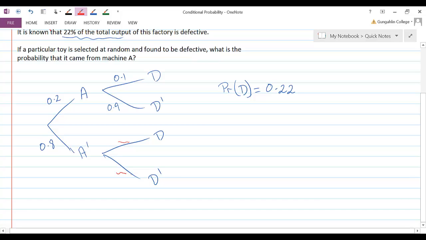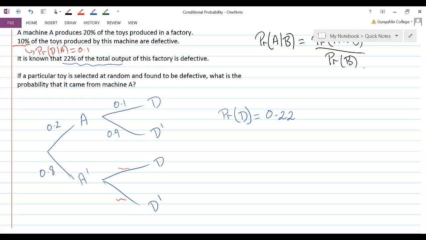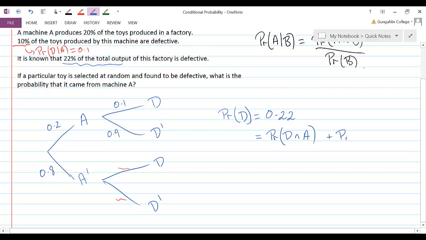If we wanted to do that, we could do the following. This overall probability of being defective is equal to the probability of it being defective and coming from A plus the probability of it being defective and not coming from A. That kind of makes sense, doesn't it? That overall probability of being defective is the sum of the probabilities of being defective from each place.